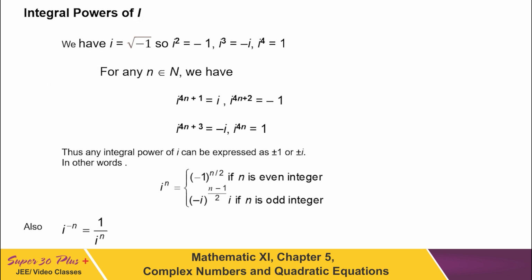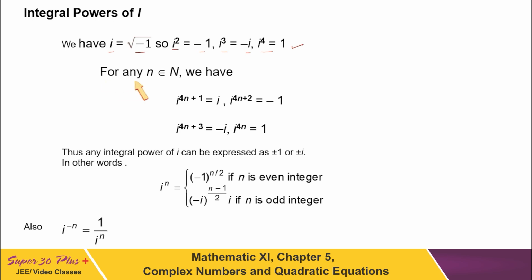Students, to deal with iota, we are going to study integral power of iota. As we know, iota is root of minus 1, so we can find iota square is minus 1, iota cube is minus iota, and iota 4 is 1, and this is the main part.